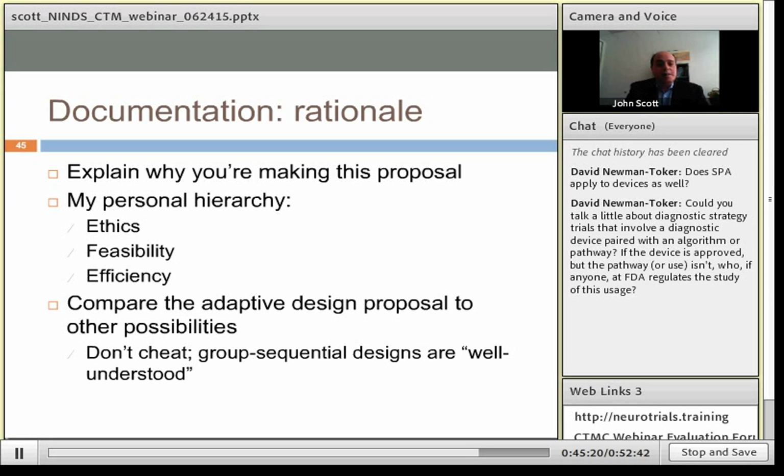So I already mentioned documenting the rationale. You don't have to document a rationale. There's no requirement for that. I just think it's a good idea in terms of getting everybody aligned and on the same page about a proposal.